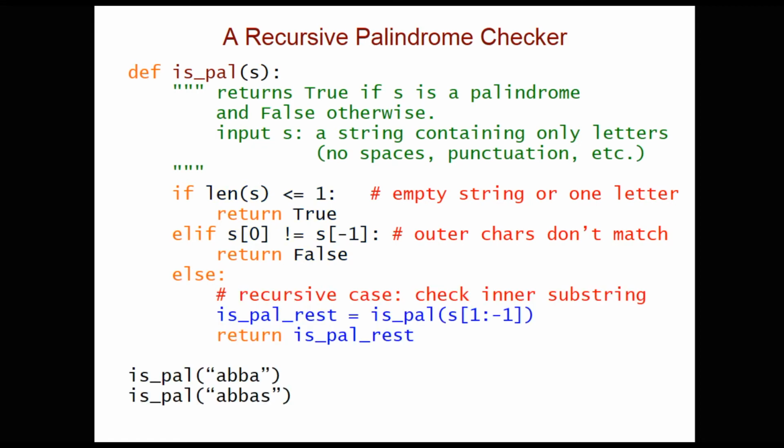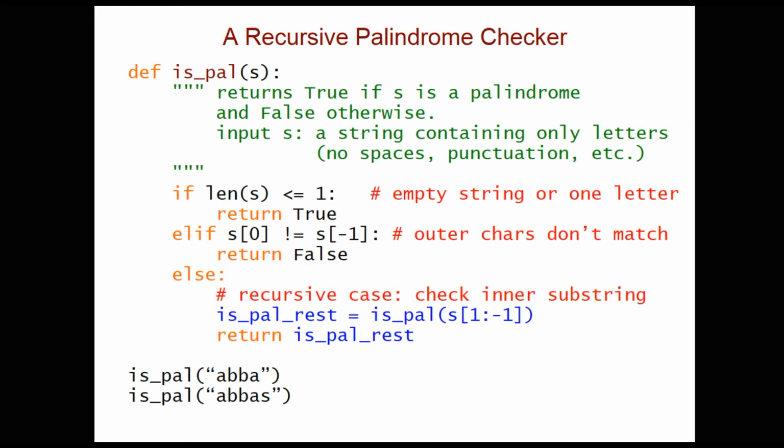Otherwise, we need to apply this recursively by calling the isPal function, but we need to remove the first and the last characters from string s. We are doing this using the slicing operator by passing 1 and minus 1 as a range of characters that we want to keep from s. And we just apply the rules again, so therefore we just return the result of isPal.